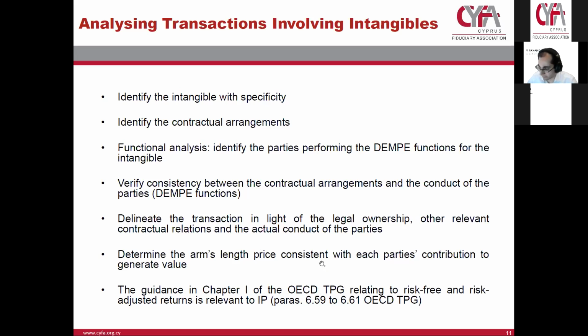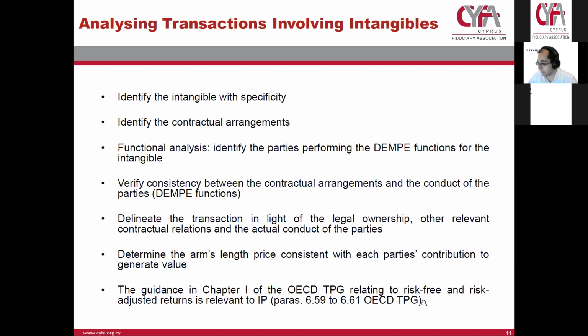And here there's a reference in the guidance to determining risk-free and risk-adjusted returns in relation to the IP. So if an entity legally owns a valuable intangible but doesn't perform any of the DEMPE functions, it would be expected that that entity will be allocated the risk-free return, but will not be entitled to the risk-adjusted return. That means the bulk, the major part of the return.